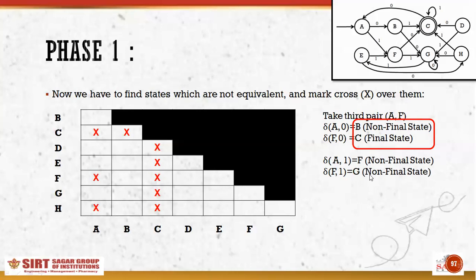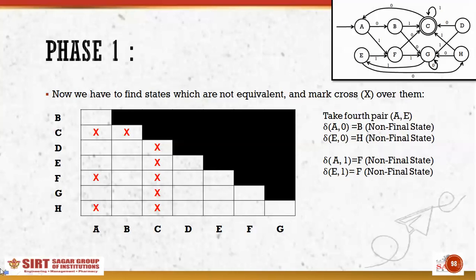Now we move to the next pair, AE. In AE, on giving 0 to A and E, we are getting B and H, which are both non-final states, and on giving 1 to A and E, we are getting F and F, and both are the same, so they are non-final. So we will not mark any cross symbol in AE also, and we'll move to another pair of states.